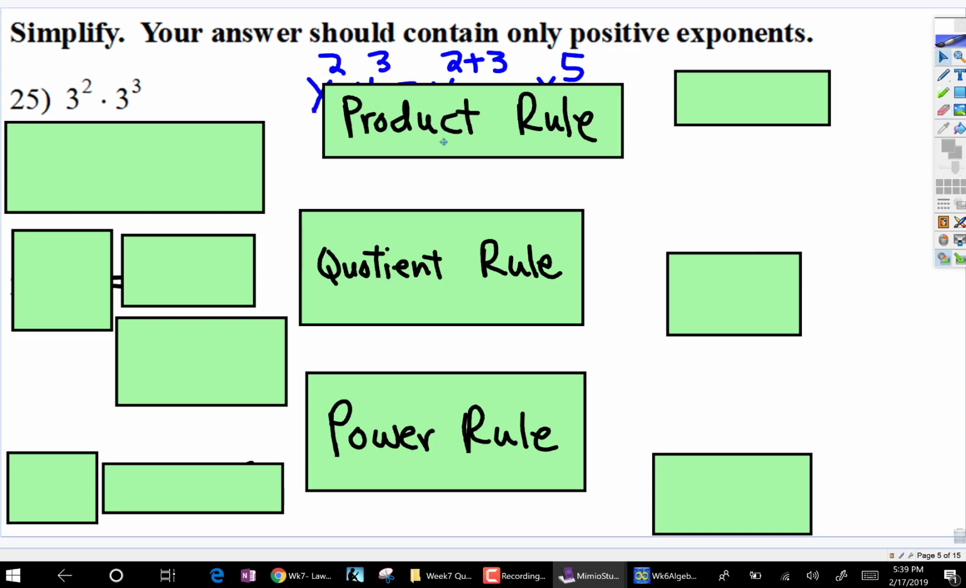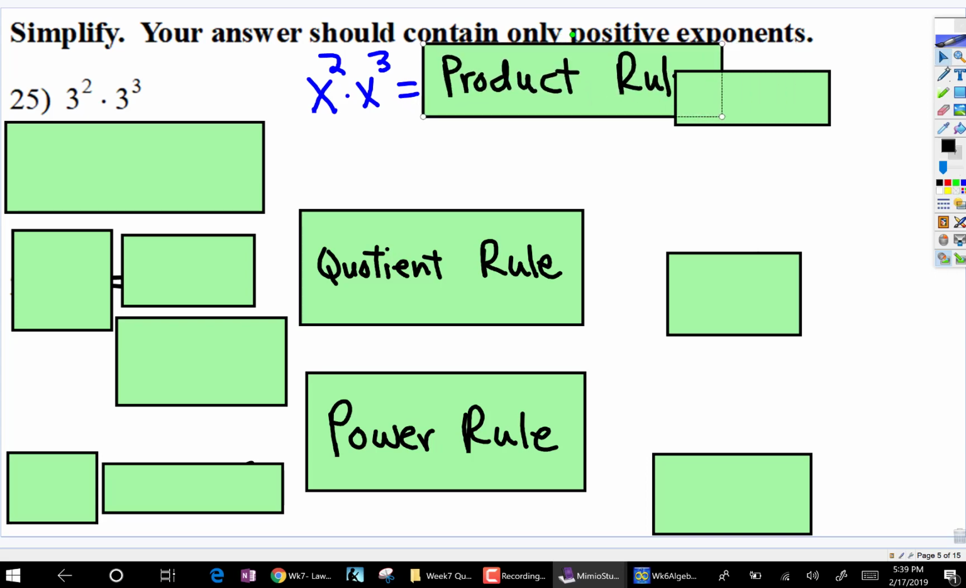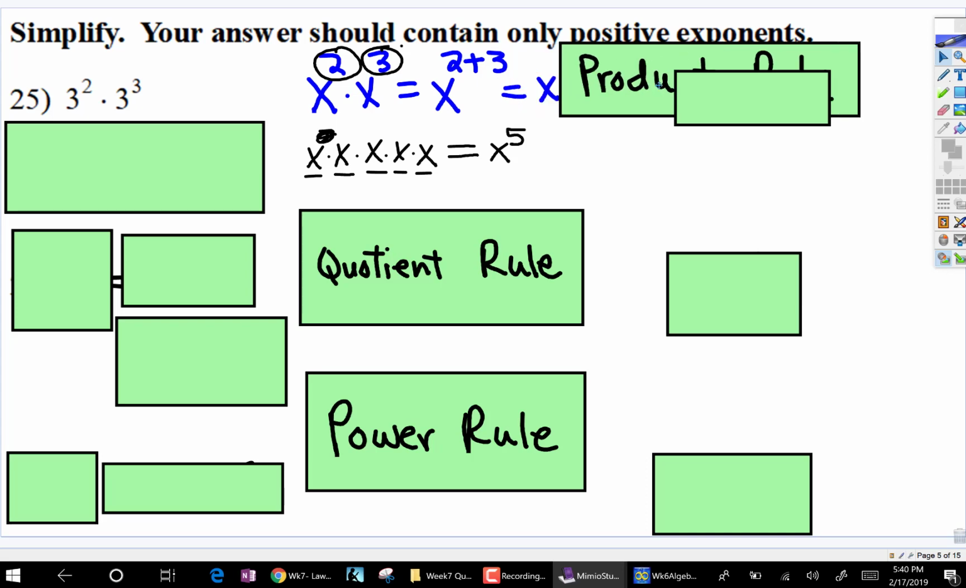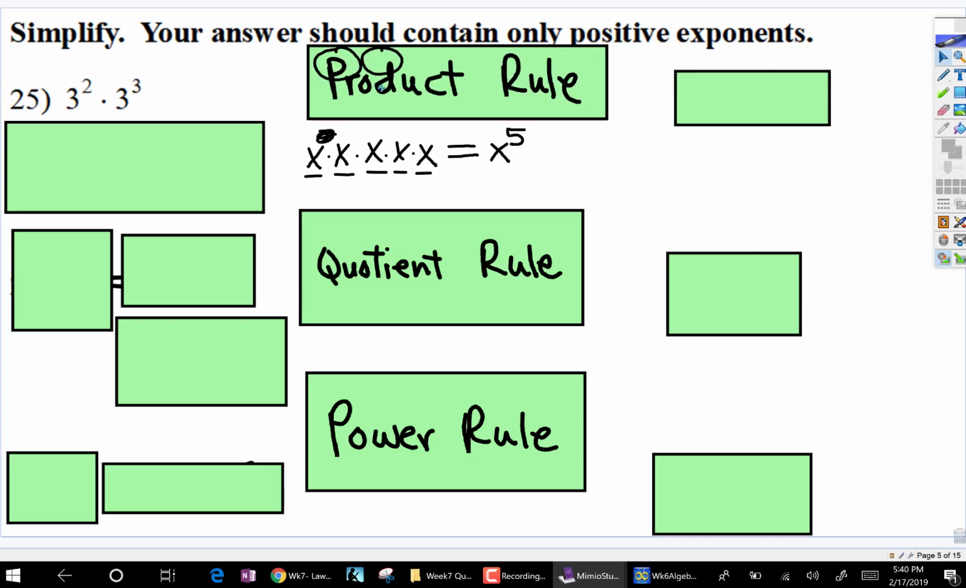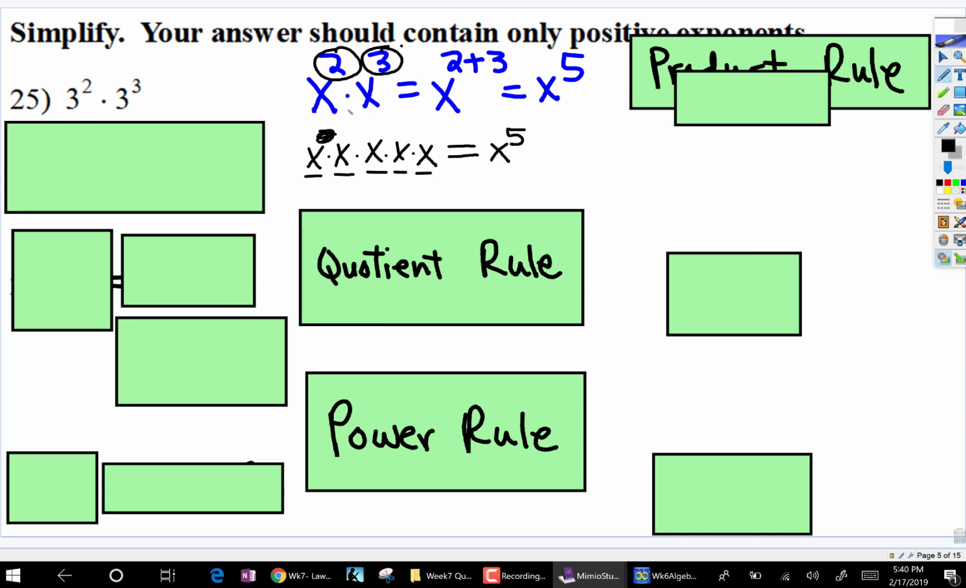The product rule says that when you multiply powers of the same base, so x squared times x cubed, well, x squared is x times x, and x cubed is x times x times x. What do you end up with? 1, 2, 3, 4, 5 x's, or x to the 5th. So how did we come up with that without having to count it out each time? Well, if you add those exponents, you end up with x to the 5th. So the product rule is when you're multiplying powers of the same base, add the exponents.